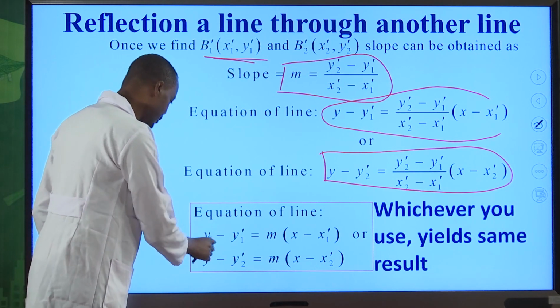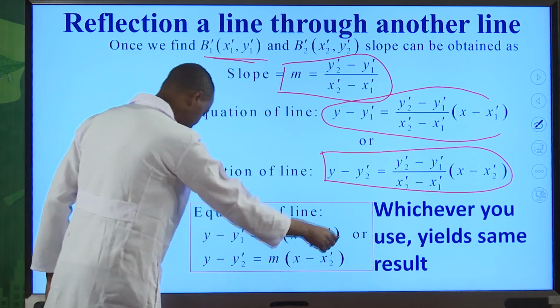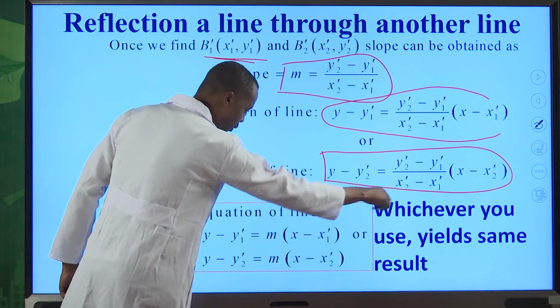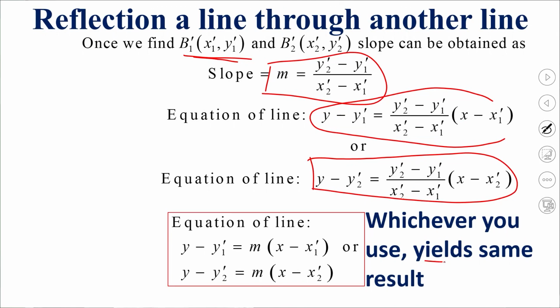This is the equation of a line: y minus y prime is m into x minus x prime, or y minus y2 is m into x minus x2 prime. Both of them will yield the same result.